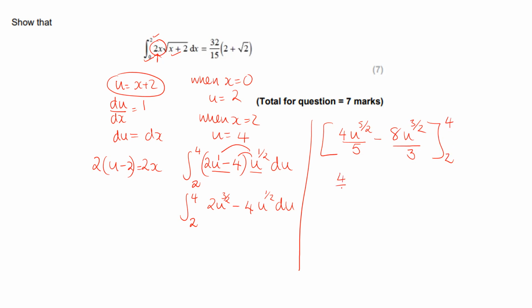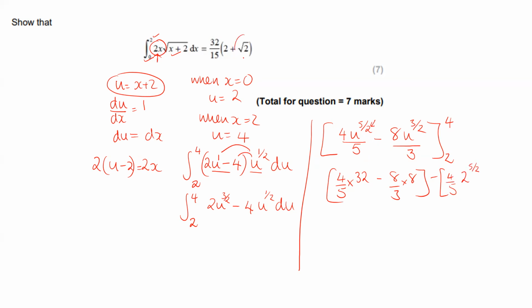So we've got 4/5. When u is 4, we've got 4 square rooted, which is going to be 2, and 2 to the 5 is 32, minus 8/3. 4 square rooted is 2, 2 cubed is 8. Minus, let's put the 2 in. So we've got 4/5. Now it will just be 2 to the 5/2.